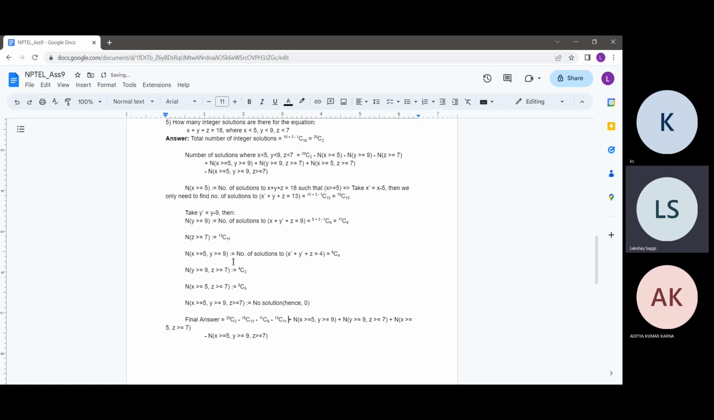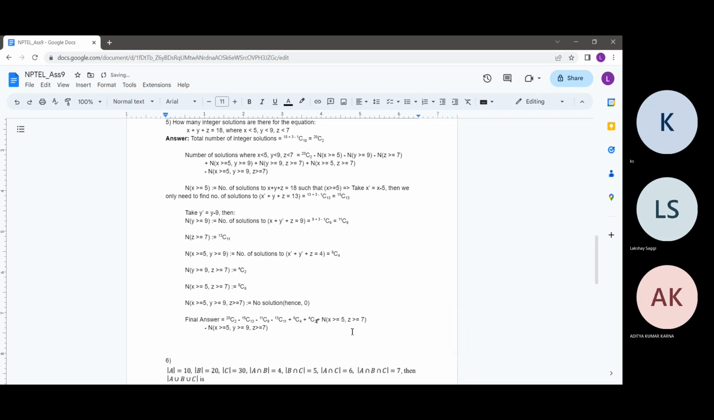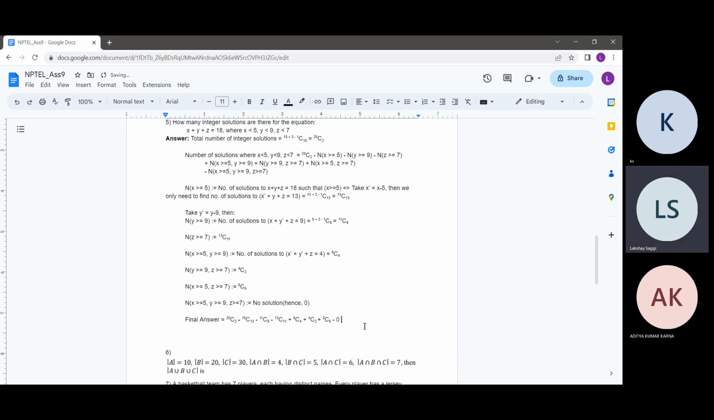x greater than or equal to 5 and y greater than or equal to 9 is substituted as 6C4. y greater than or equal to 9, z greater than or equal to 7 is nothing but 4C2. And x greater than or equal to 5, z greater than or equal to 7 is 8C6. And this last term is nothing but 0. So after calculating this, you will get the value as 1 only.